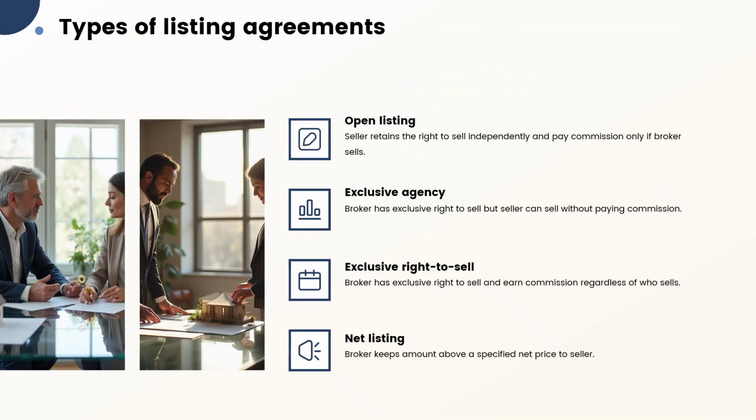Now, let's look into the main types of listing agreements. An open listing gives the seller the most flexibility because the seller can work with multiple brokers. An exclusive agency listing gives one broker the right to represent the seller, but the seller can still find their own buyer and avoid paying commission. An exclusive right to sell listing gives the broker the strongest protection because the broker earns commission regardless of who finds a buyer. And a net listing allows the broker to keep anything above the seller's required amount, but this is discouraged because it can create ethical concerns.